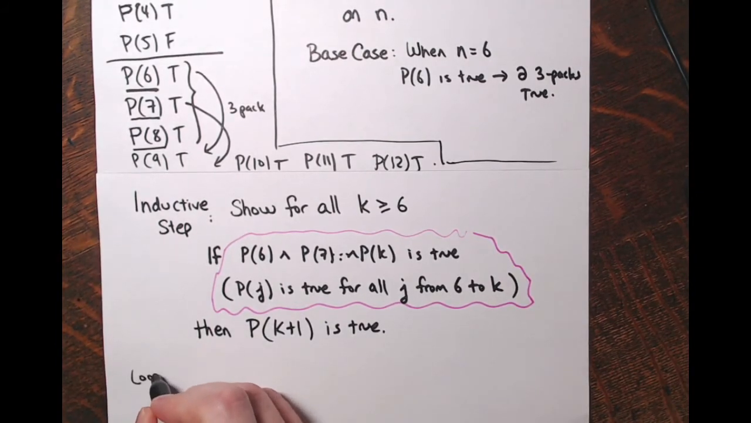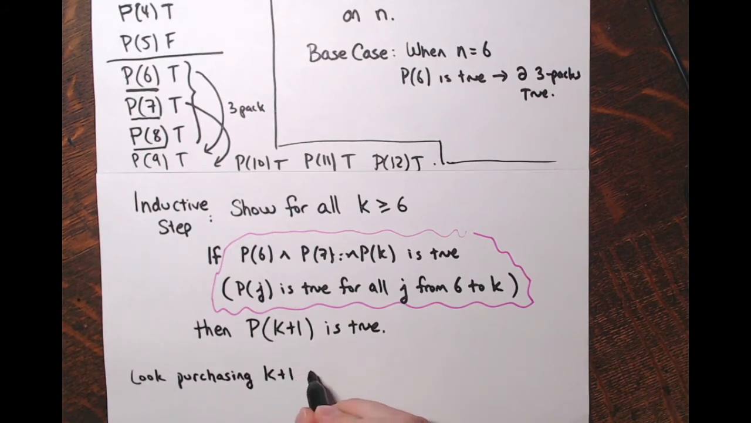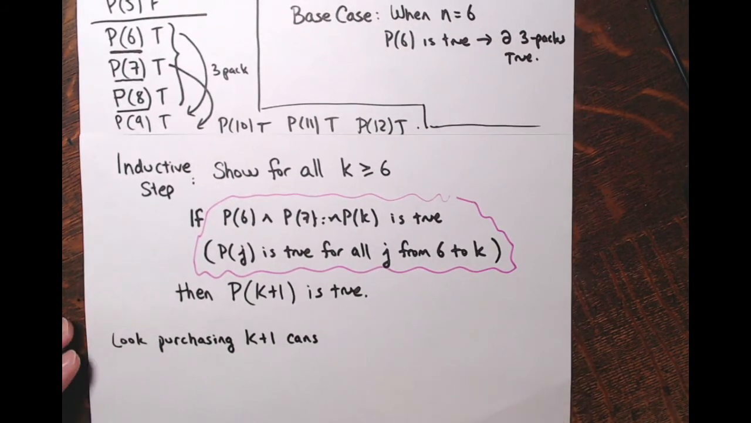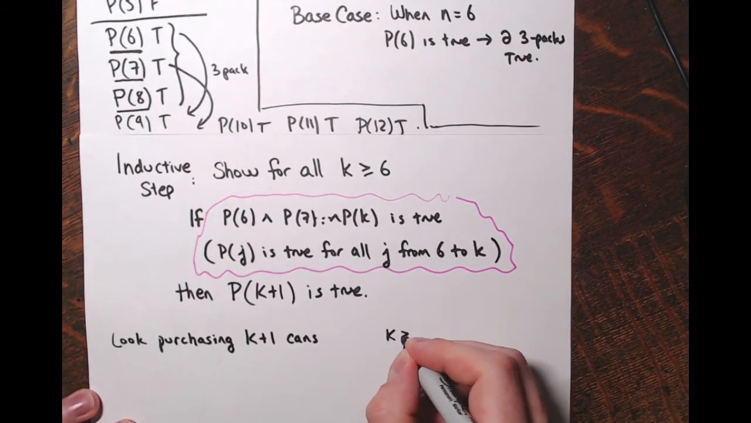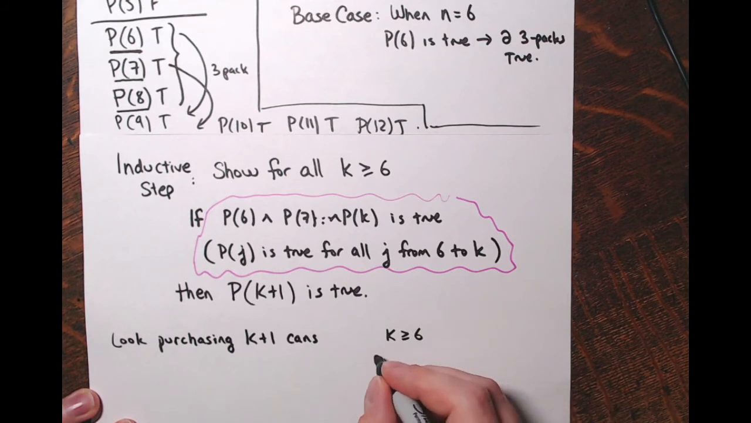Let's look at purchasing k plus 1 cans. I'm trying to see if I can purchase k plus 1 cans with only 3-packs and 4-packs. Now we know that k is greater than or equal to 6 here, so that means k plus 1 is greater than or equal to 7. I'm just adding 1 to both sides.